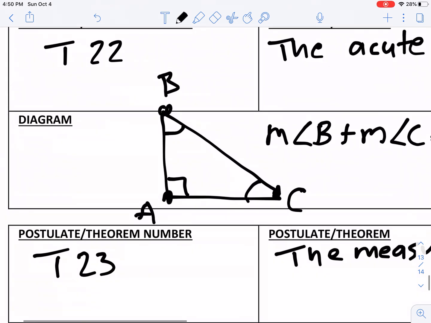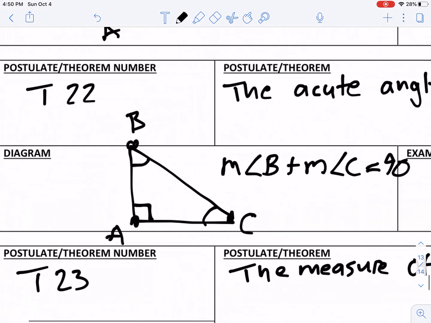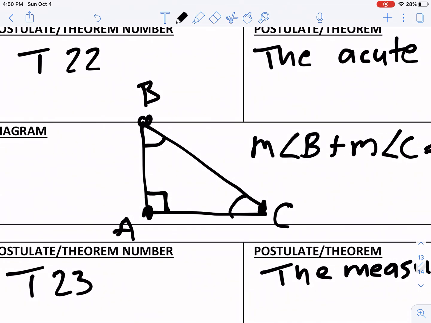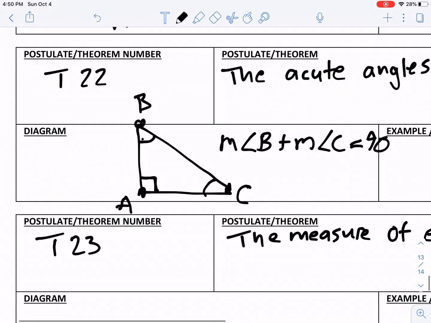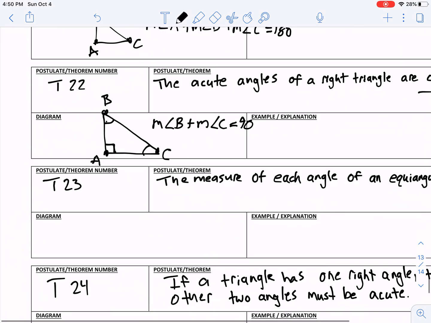Now, the reason they have to be complementary, this is what I was kind of saying, but I was saying it wrong a second ago, is that since this is a right angle, we know that all the angles add up to be what? 180. That's just what we said there. So if this is 90 degrees, then the other two angles have to add up to be what? 90. That's the only way it works, right? 90 plus 90 is 180. So the measure of angle B plus the measure of angle C has to be 90 degrees in order for all the angles to add up to be 180. So just remember those two acute angles add up to be 90.